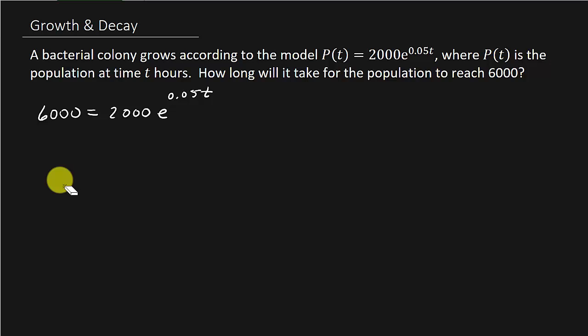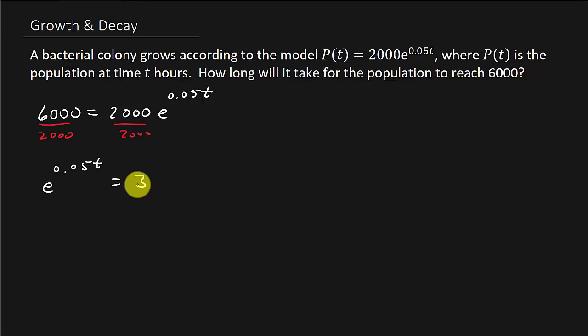So, first thing we're going to do is divide everything by 2000. And so that's going to give us, and I'm going to write the e to the 0.05 t on the left-hand side, equals, and then 6,000 divided by 2,000 is just 3. All right. Now we got to solve for t.